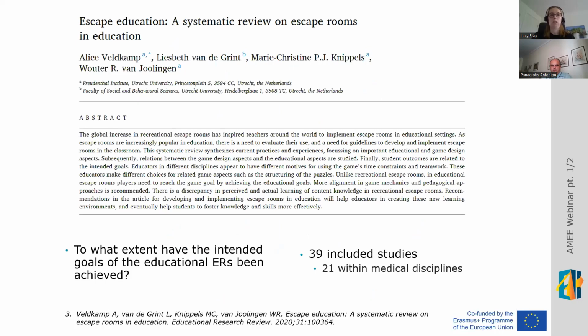If I come on to the systematic review, which Panagiotis has begun talking about, this was primarily focused on escape rooms. Again, it was across education, from higher education to university level education, and across multiple disciplines. Although it is important to highlight that out of 39 included studies, 21 of these were health professions, so it did make up a lot of the included studies in this review. They had 4 different outcomes in this review, but the last one is the one I'm going to speak about, and this was to what extent the intended goals of the educational escape rooms were achieved.